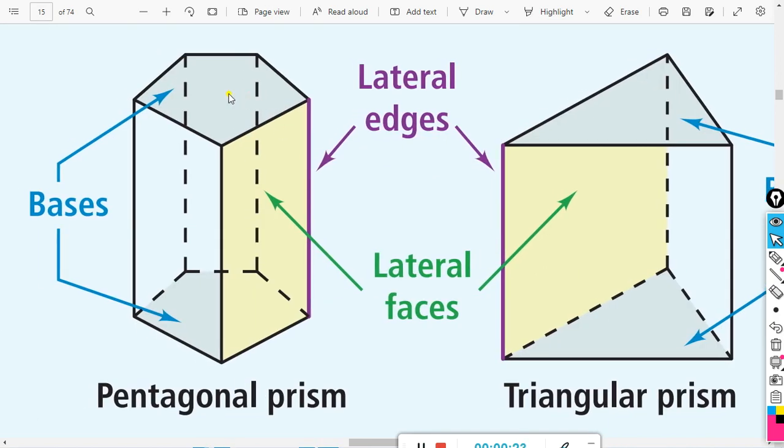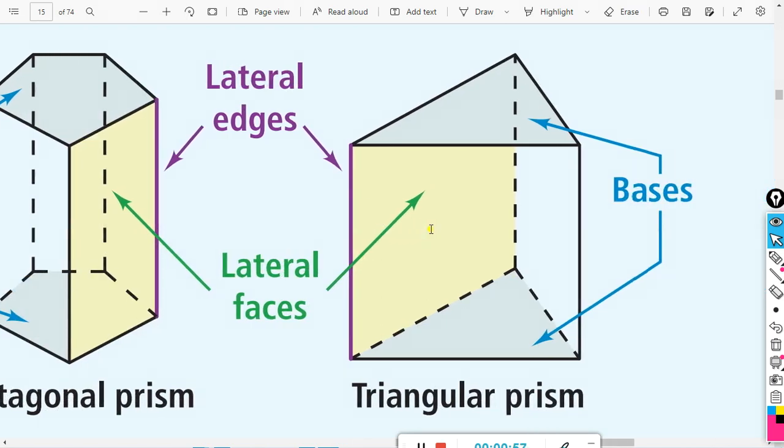Okay, so right here, you can see there's a pentagon on the top, a pentagon on the bottom. Those are the bases, and the prism is named for its bases. So this is a pentagonal prism because the top and bottom are pentagons. Now, the bases aren't always going to be on the top and bottom. This might be oriented differently, so the bases are on the left and right. But nevertheless, those two congruent figures are the bases, and the lateral faces are just rectangles here.